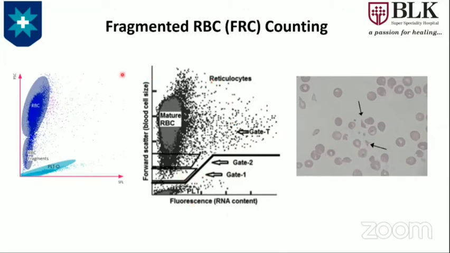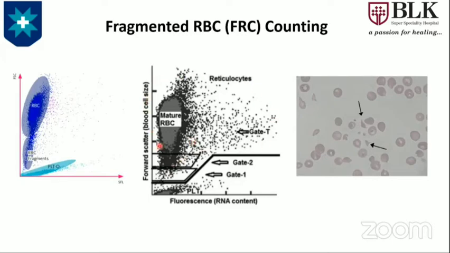If you look at this particular plot, you have a distinct red blood cell component. And of course, I did show you earlier that you have the reticulocytes here. And this is an area of fragmented red cells. Initially, they had put only a single gate in this area. Now they have divided it into further sub-gates, because gate 1, which is the lowest gate here, gives you the far more prominent fragments. Otherwise, these are relatively smaller fragments, which can also be seen in iron deficiency anemia.